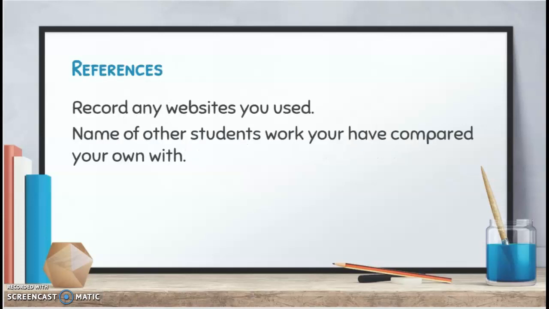And lastly, don't forget to include a reference of any of the sources you used. When you hand in your report, you must also hand in your logbook.